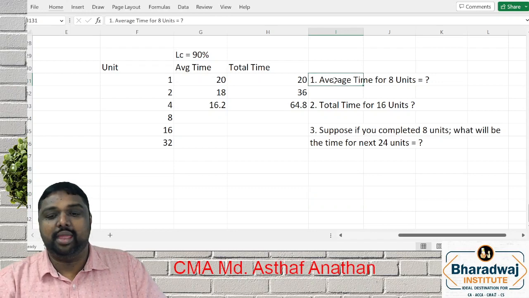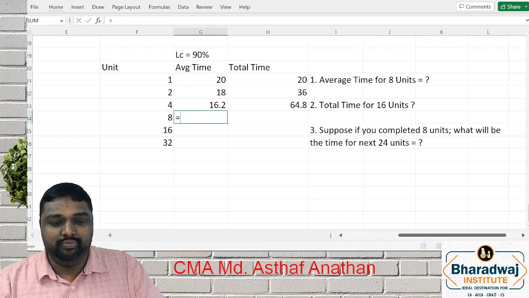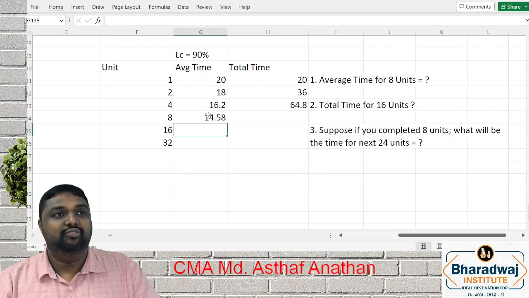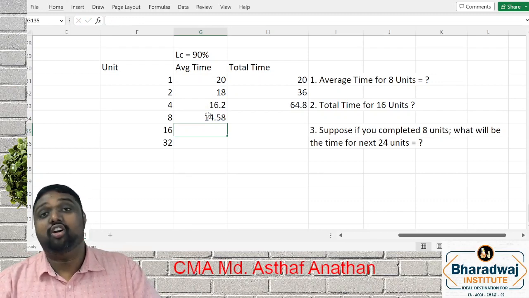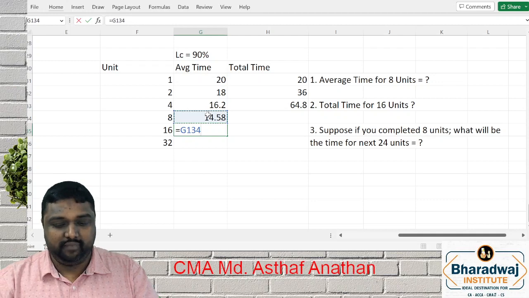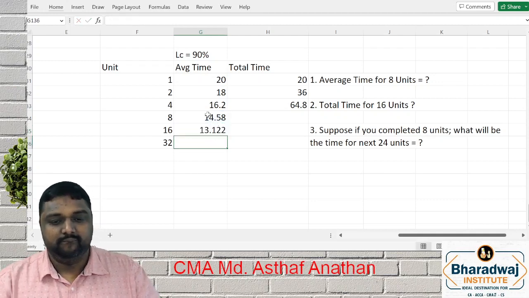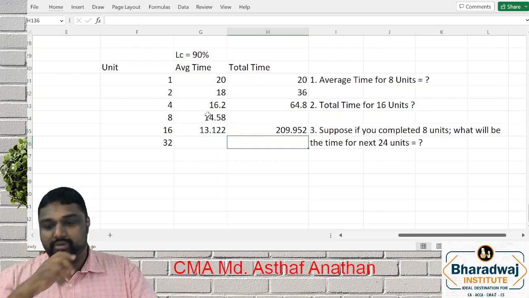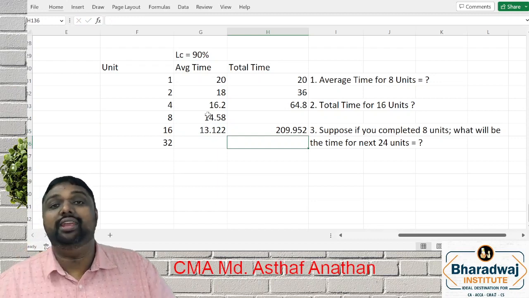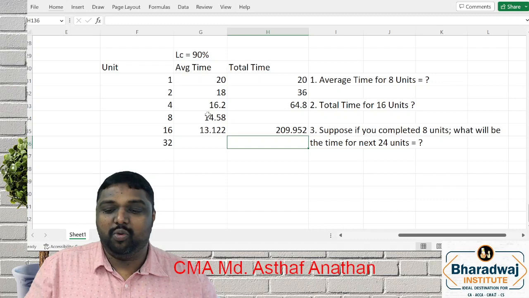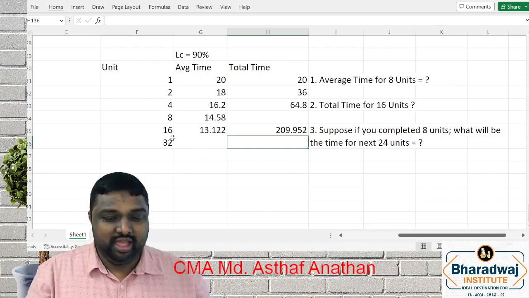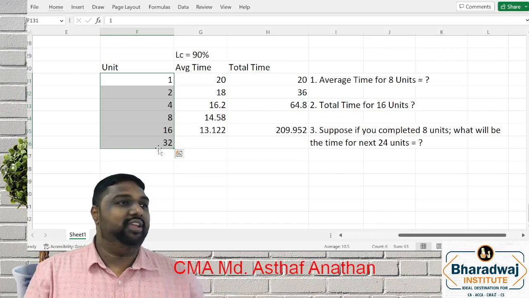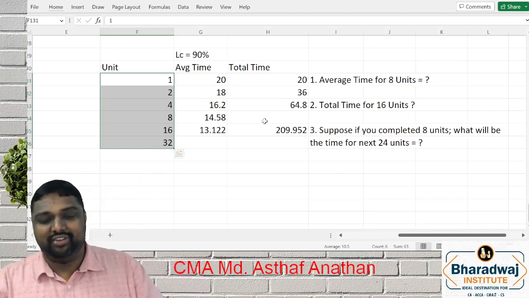First, the average time for 8 units, we got how? This into 90%: 14.5. Next, the total time for 16 units, you have to multiply. Next, suppose you have already completed 8. What is the time for 24? Maybe some friends may be thinking we cannot work out this 24 here. How to do, my dear friends?